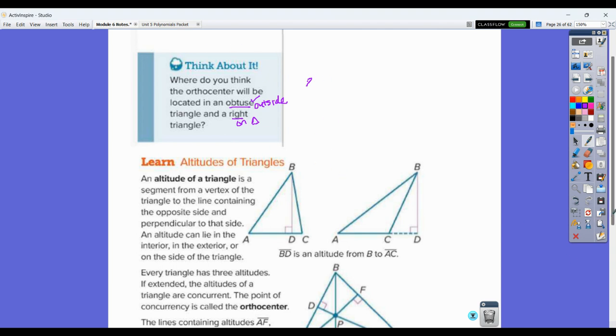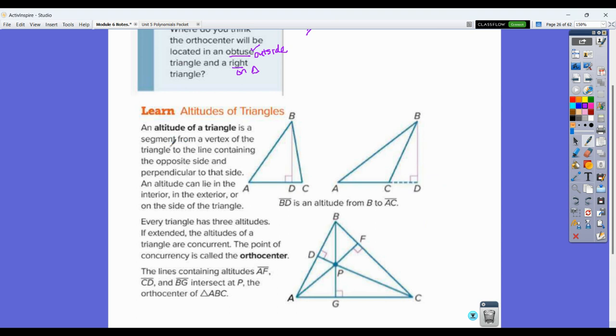So an altitude of a triangle is a segment from a vertex of the triangle to the line containing the opposite side and perpendicular to that side. An altitude can lie in the interior and the exterior on the side of the triangle. So things to understand here is if you're looking at this ABC triangle and finding the height of the triangle, you go from the vertex perpendicular to the opposite side. Well, if you have this triangle here, from the vertex you can't go perpendicular to the opposite side inside the triangle. So what you do is you extend that side and you do your perpendicular to the opposite side outside of the triangle, and that's the altitude there.